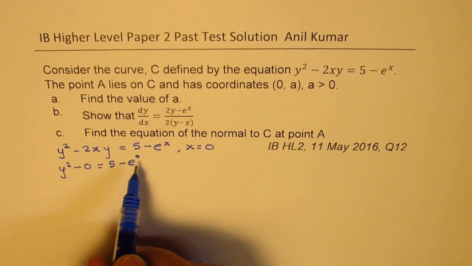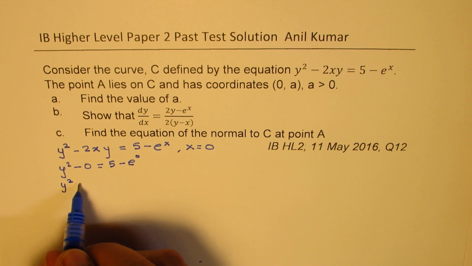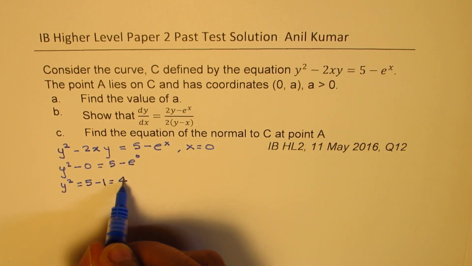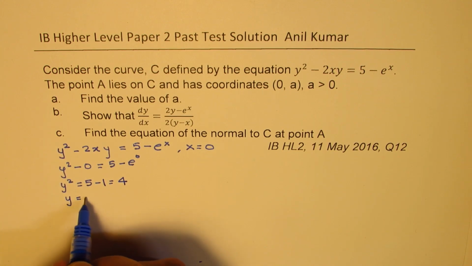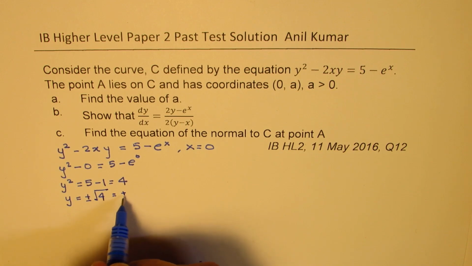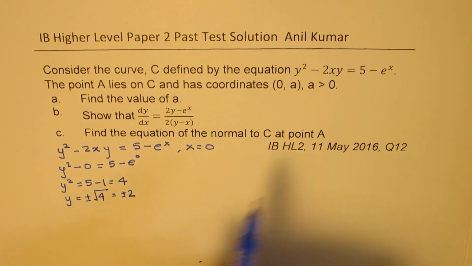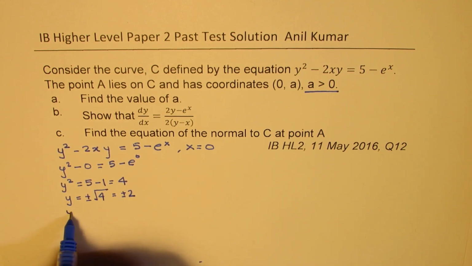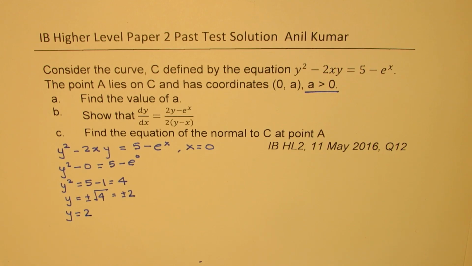Anything to the power of 0 is 1, so we get y squared equals 5 minus 1, which is 4. And so we get y equal to plus or minus the square root of 4, which is plus and minus 2. Since we are given that a is greater than 0, we have to take the positive value, so y is equal to 2. And that means the value of a is 2, right? So that gives a equal to 2. So we know the value of a now.